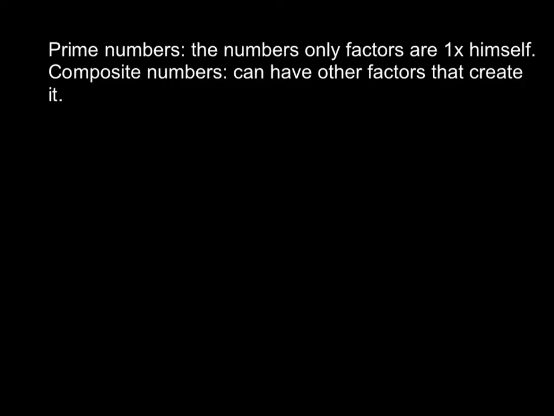So I just went ahead and cleaned up the definition a little bit, and go ahead and write this definition to your notes. Prime numbers are the numbers whose only factors are 1 times himself. Composite numbers can have other factors that create it. And we'll make a quick list of prime and composite, starting with the number 2. 2 is prime because only 1 times 2. 3 is prime because only 1 times 3 creates it. 4 is composite. Make sure you're copying these down as well, because 2 times 2 can make 4. So 1 times 4 and 2 times 2 makes it composite.